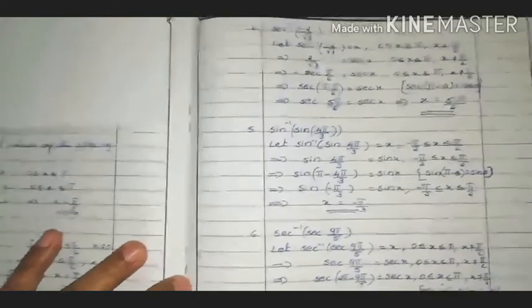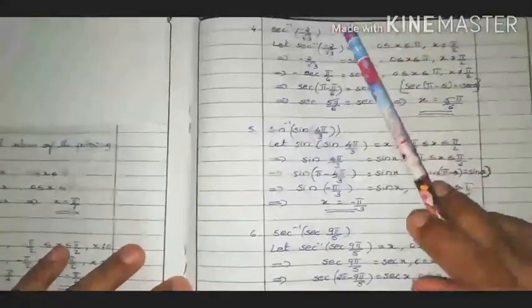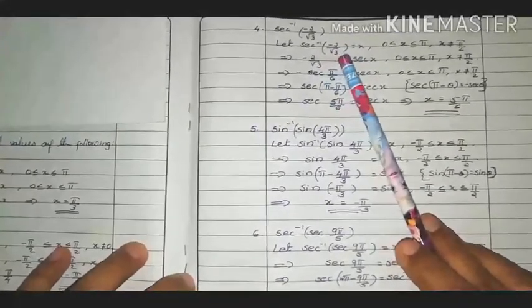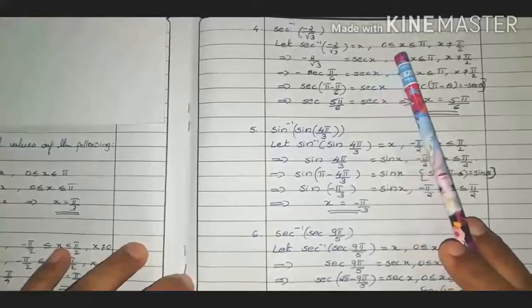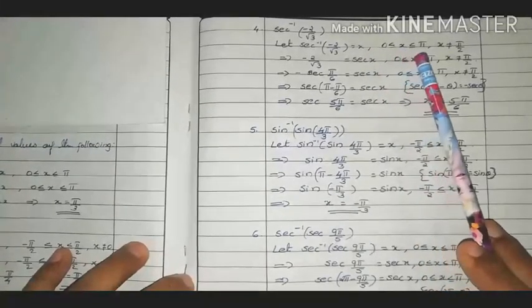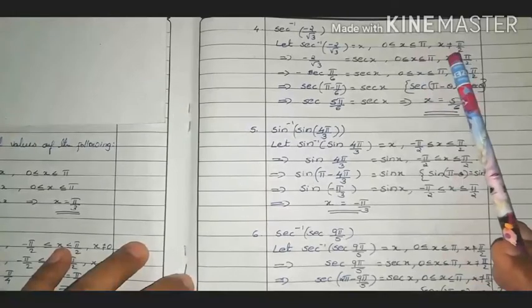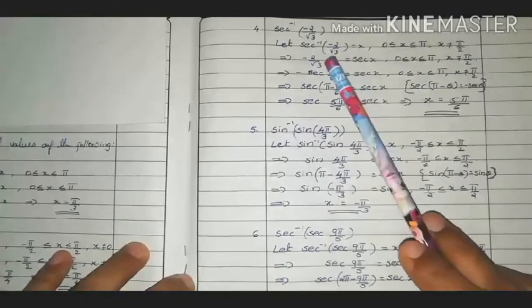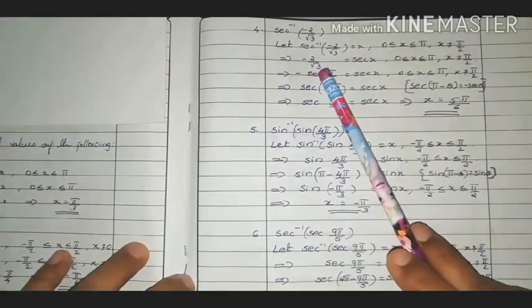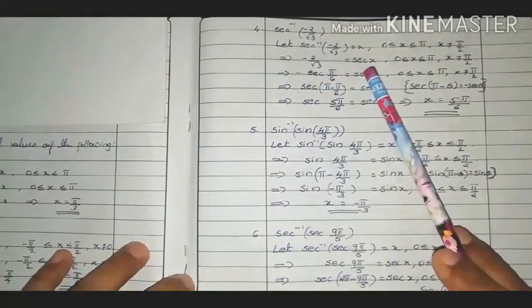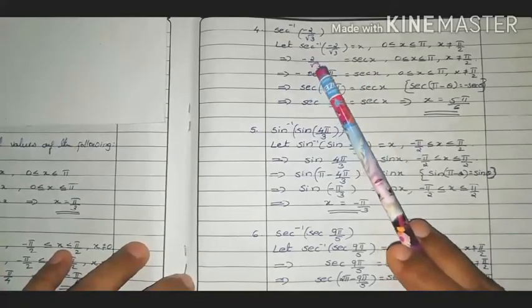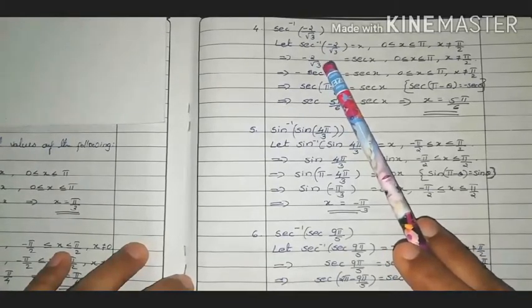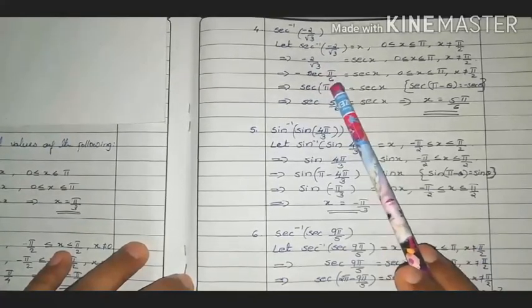Sec inverse minus 2 by root 3. Sec inverse minus 2 by root 3 is equal to x. Here the principal value is 0 less than or equal to x less than or equal to pi, x not equal to pi by 2. That's the principal values. Then transpose, minus 2 by root 3 is equal to sec x. Then for which value of x will you get sec x is 2 by root 3, that is sec pi by 6.